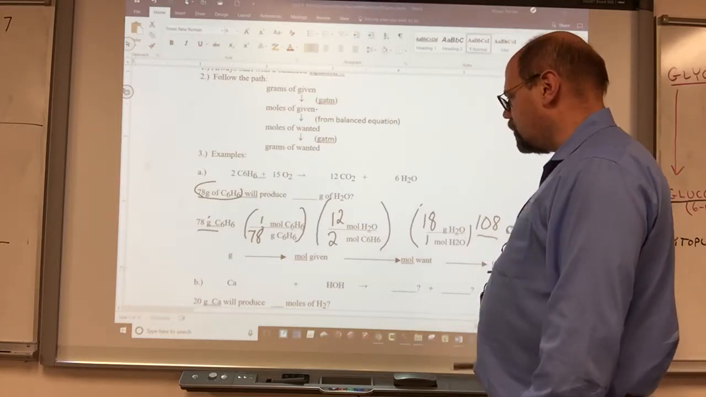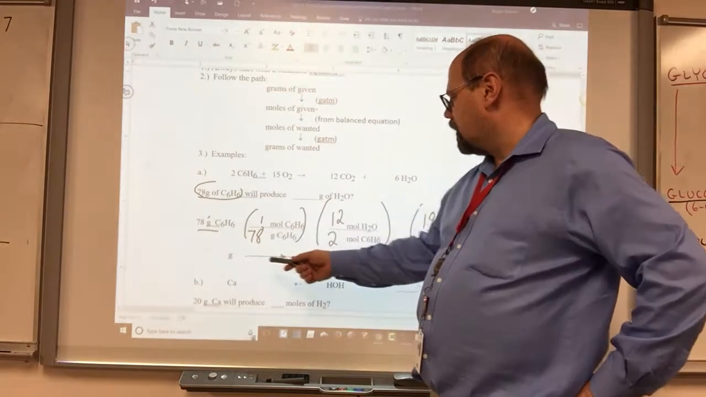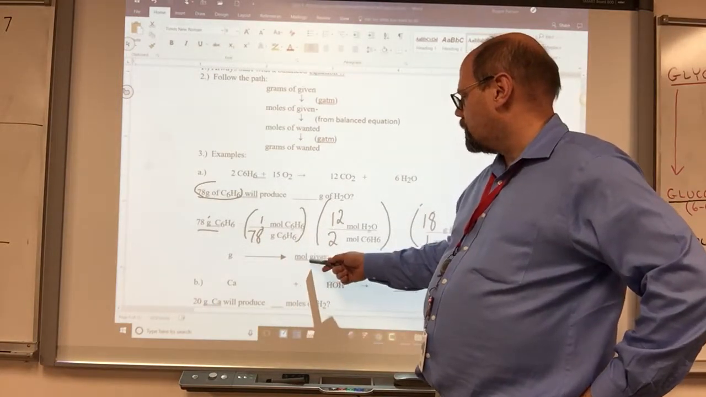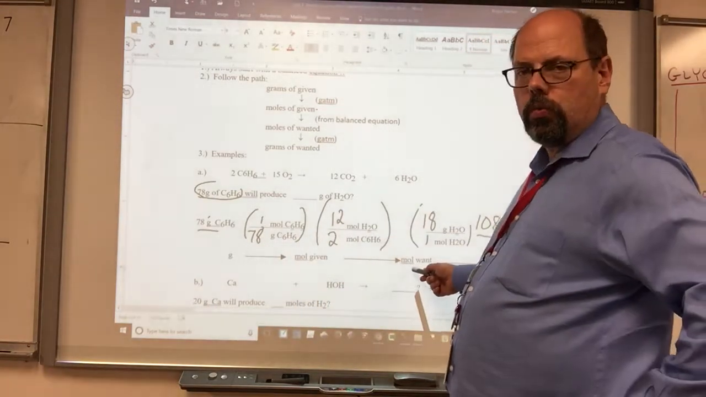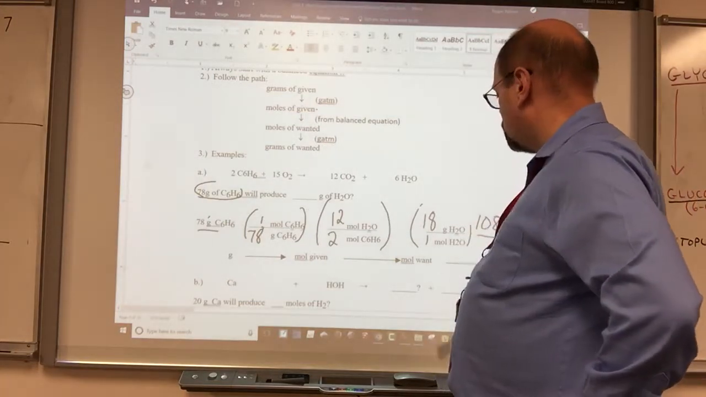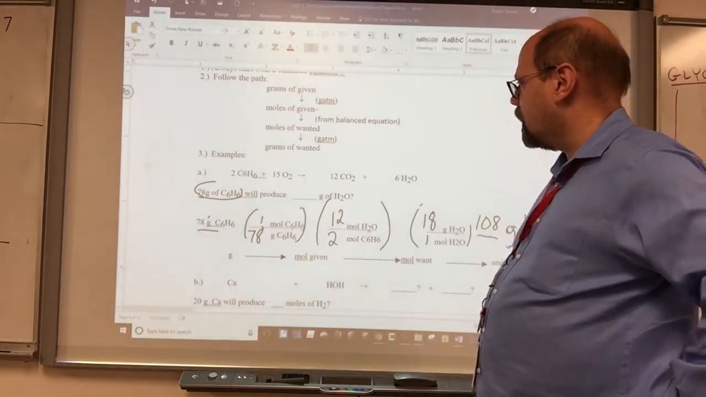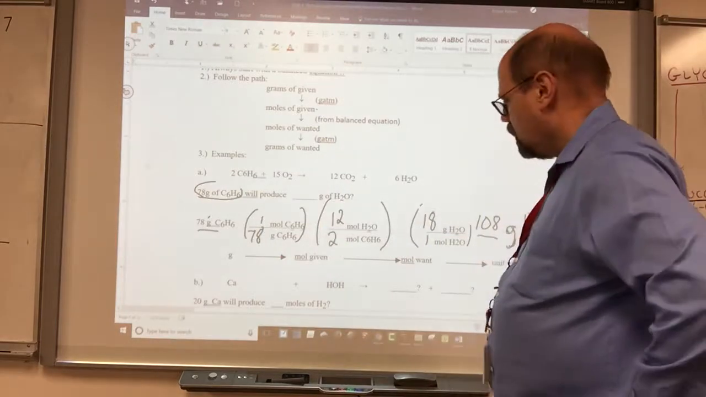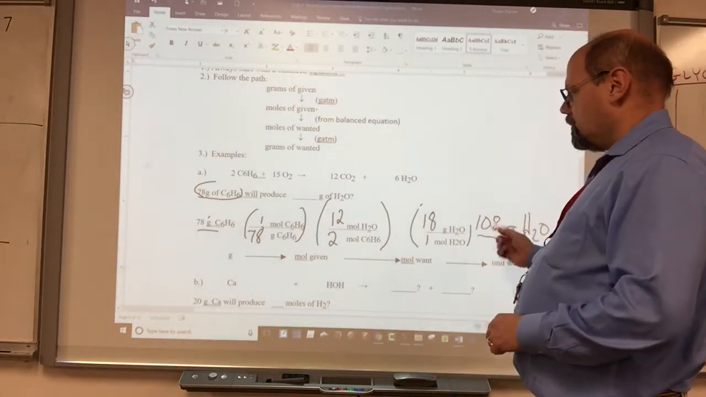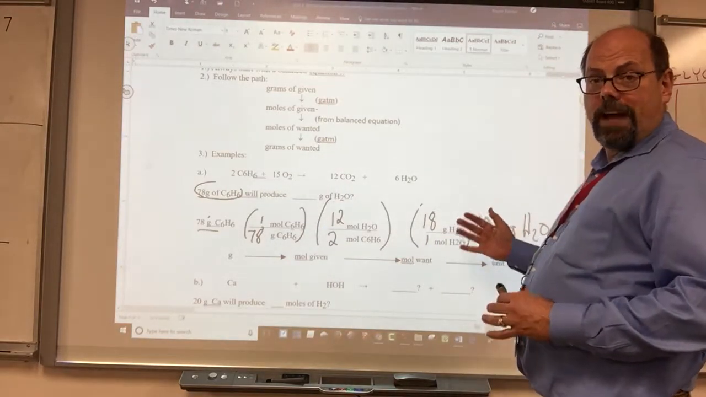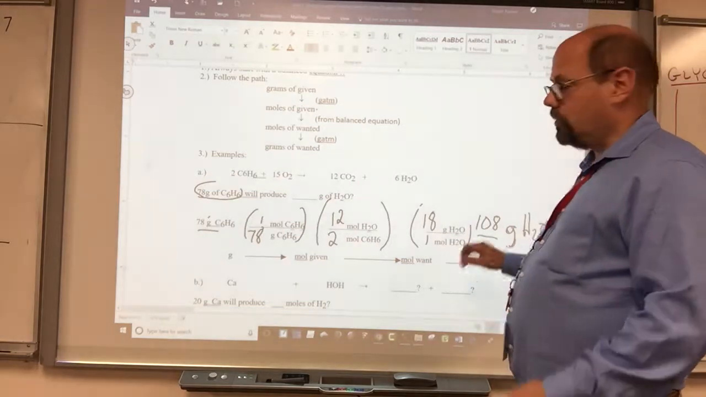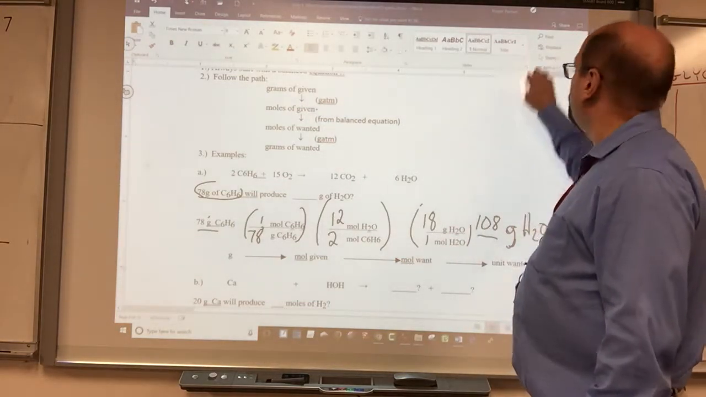So that is how I changed this. Notice I went from grams of what was given. This fraction changes me to moles of what's given. This fraction changes me to moles of what's wanted. This fraction changes me into the unit that's wanted. Okay, and usually it's grams. Awesome. So that's the factor label method. If you're used to using those, let's try one more problem.